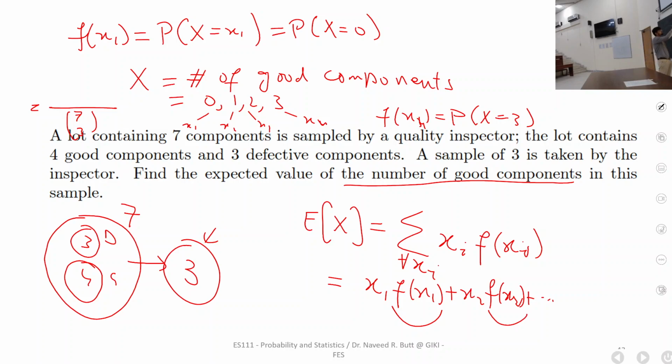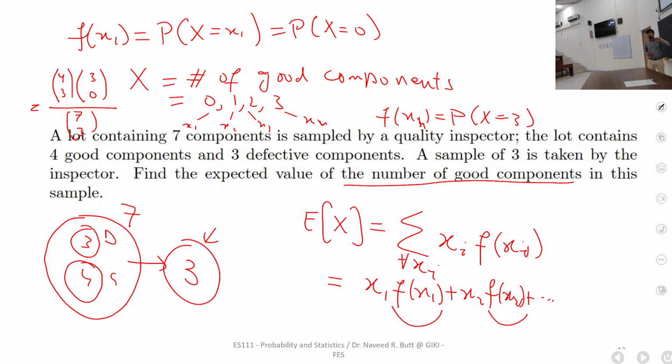Now, how many ways are there? If you are saying all 3 are good, then you are saying that you picked all good ones. So how many ways can you pick 3 good from 4 and 0 good from the 3 bad ones? We did something like this before also. So with that you can find the probability of each of these outcomes.